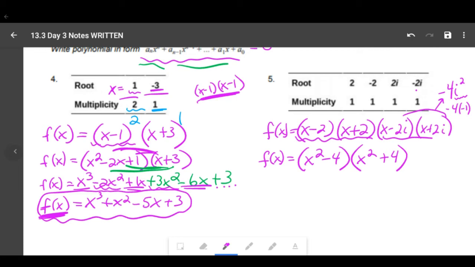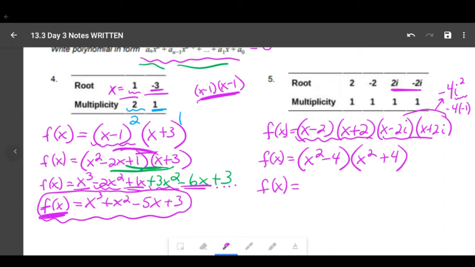I would get x squared plus 4. Or if I had x squared plus 4 and I solved it, worked backwards, I would get 2i and negative 2i as my particular roots from that quantity. Okay, so I got to finish this because it's not multiplied all the way out yet.